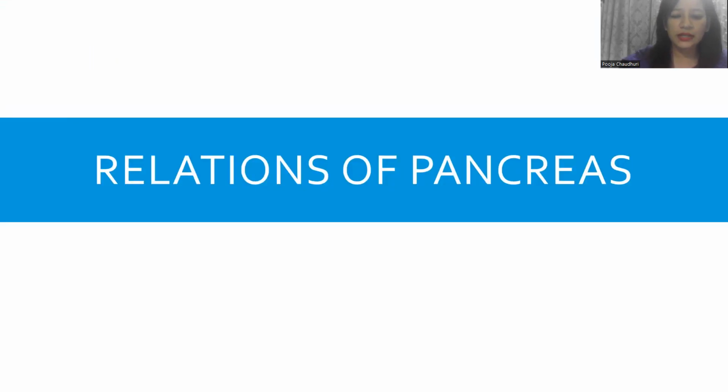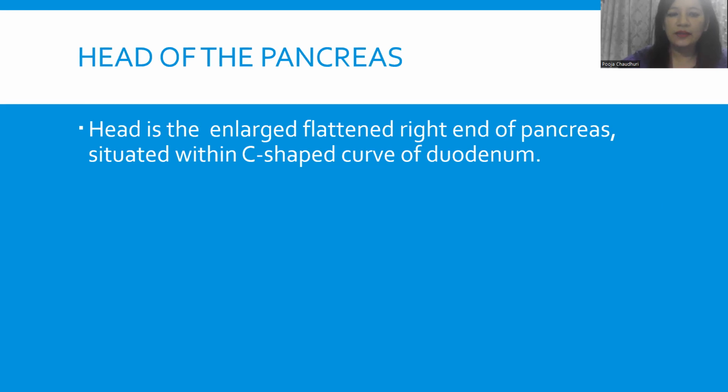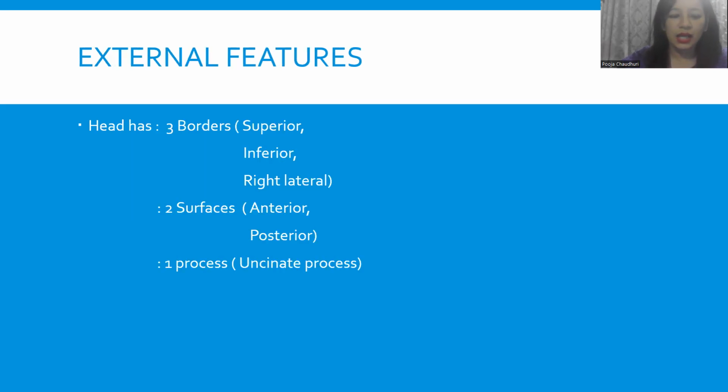Now we come to the relations of the pancreas. The head of the pancreas is the enlarged, flattened right end of the pancreas, and as we have already seen, it lies in close proximity to the C-shaped curve of the duodenum. The head has three borders, two surfaces and one process. Out of the three borders, we have the superior, inferior and right lateral, and two surfaces, the anterior and posterior surface of the head, and one uncinate process.